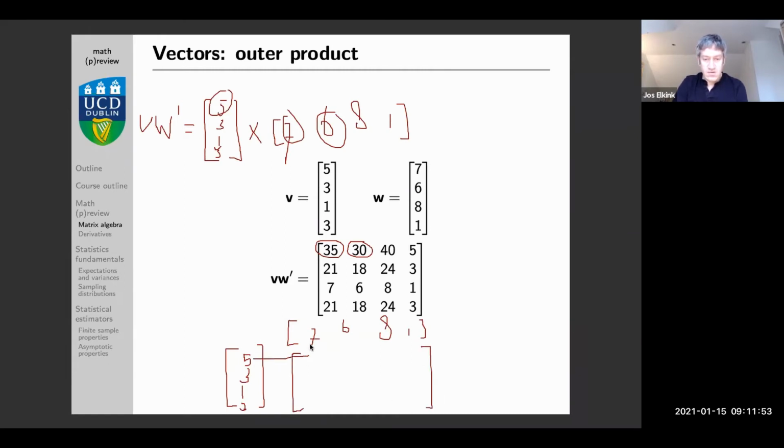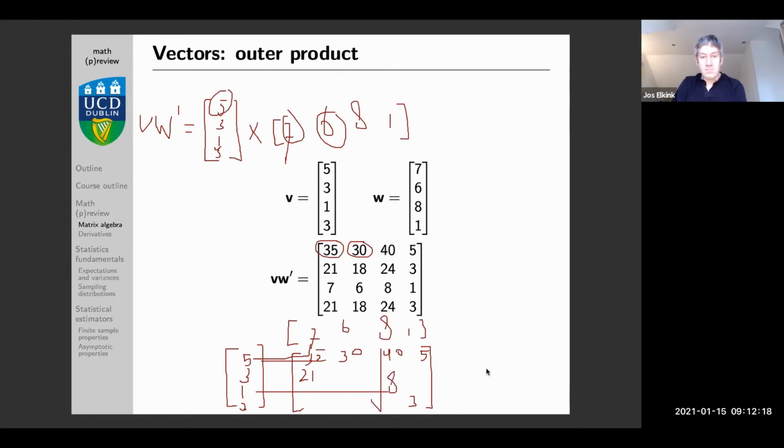And so the 5 times 7 is 35. And the 5 times 6 is 30. And 5 times 8 is 40. 5 times 1 is 5. And 3 times 7 is 21. 3 times 1 is 3, and so forth. Yeah? So then it's a bit easier to read what is multiplied by what. This is 1 times 8, so there comes 8.